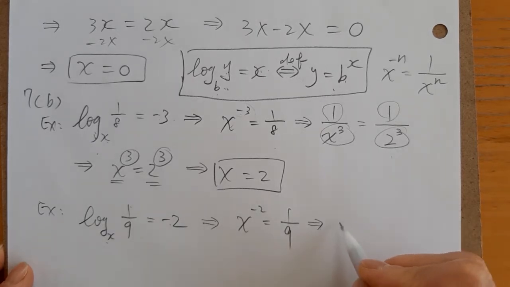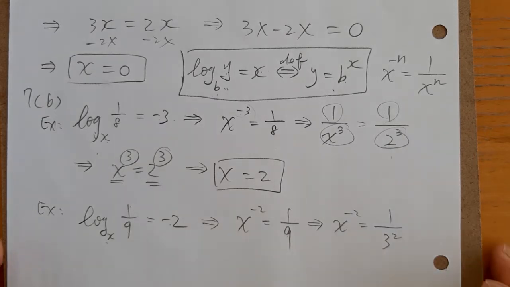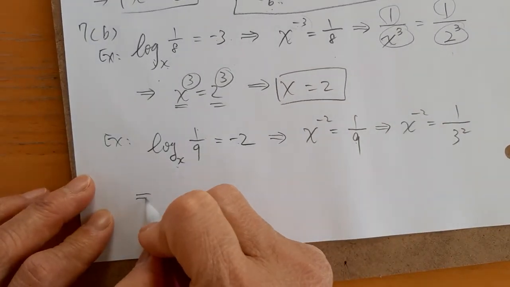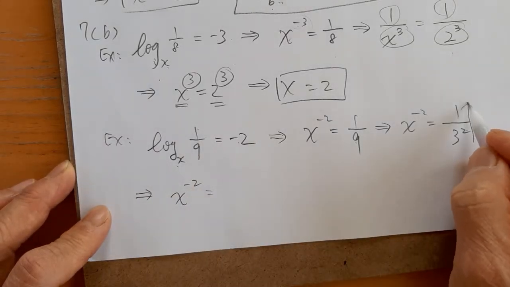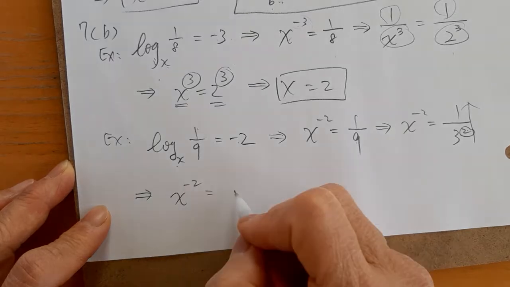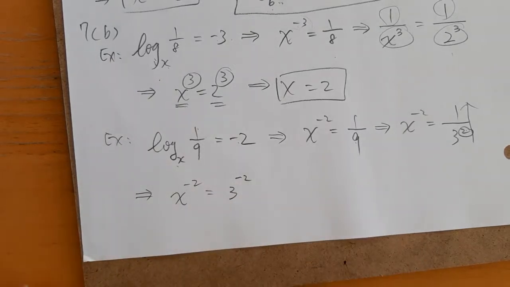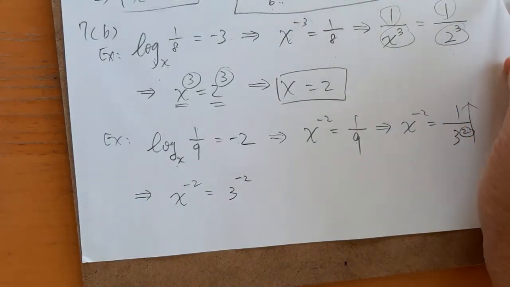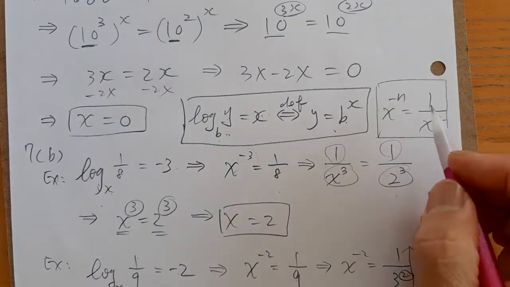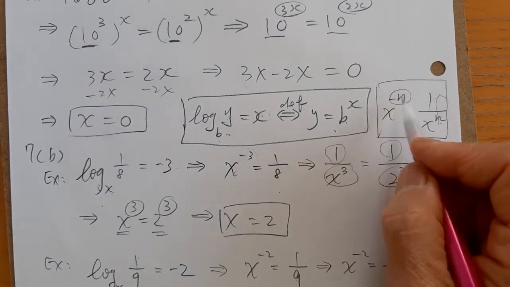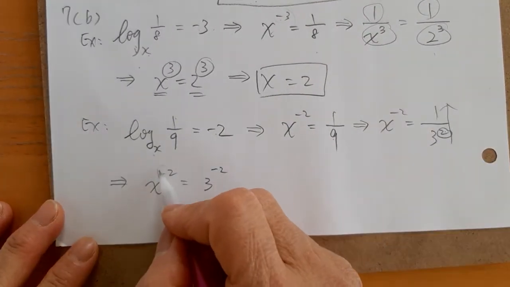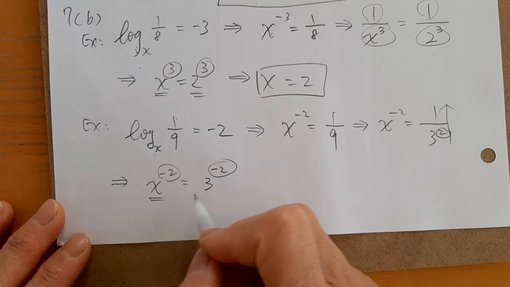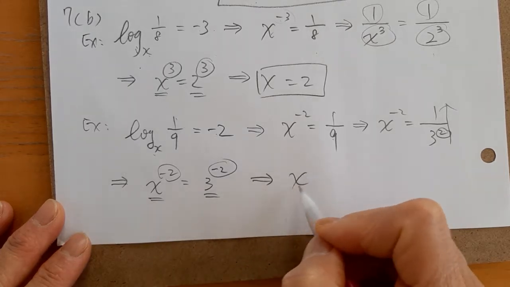Then x to the power negative 2 equals 1 over 9, and 9 is 3 squared. Then switch it up to the numerator, and the exponent changes to negative 2. I'll use the negative exponent rule: if you go to the numerator, you change the sign and become negative. And since both have the same exponent, the bases should be equal. So x equals 3.